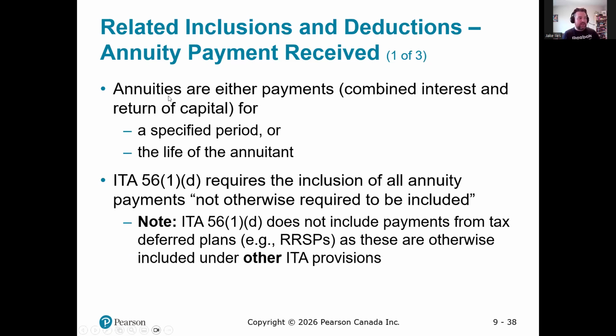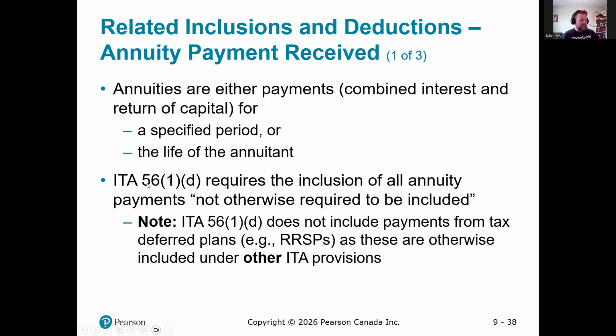So when we discuss annuities, we will almost always give you a set number of years. This annuity is for 3 years, 5 years, 10. So we like to have the specified period because it's going to affect how we consider the income.